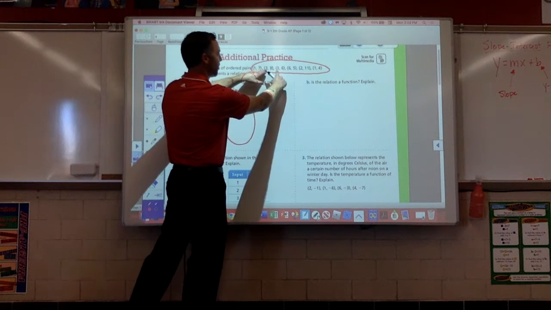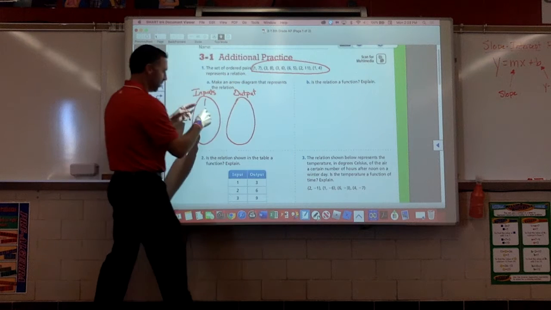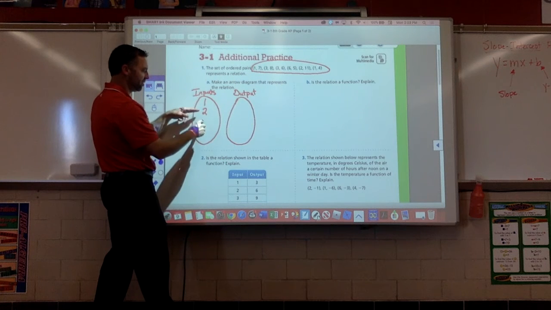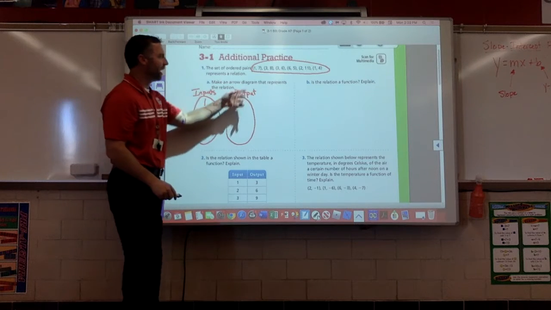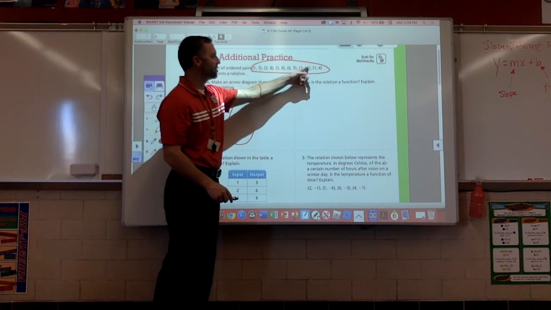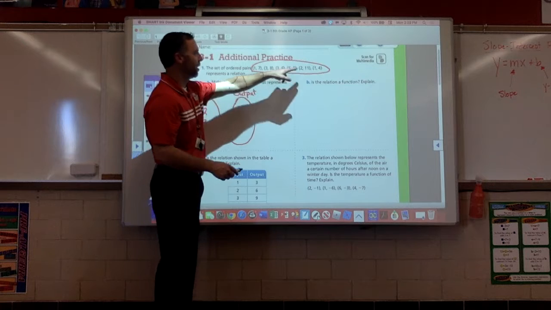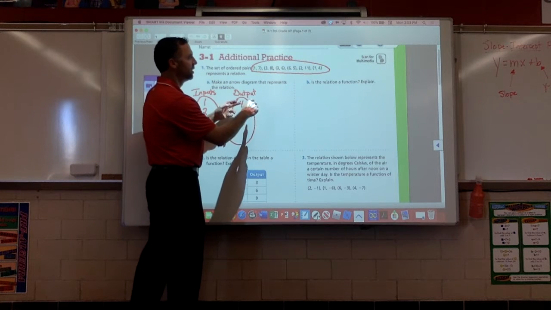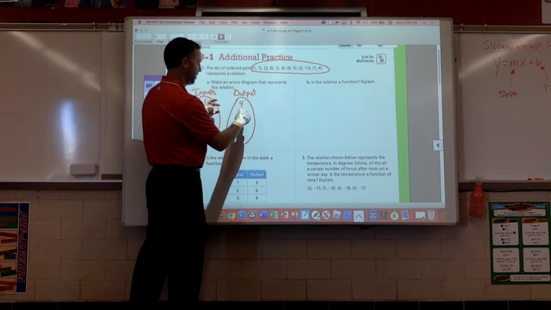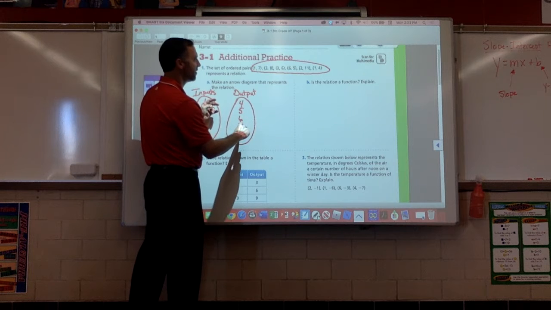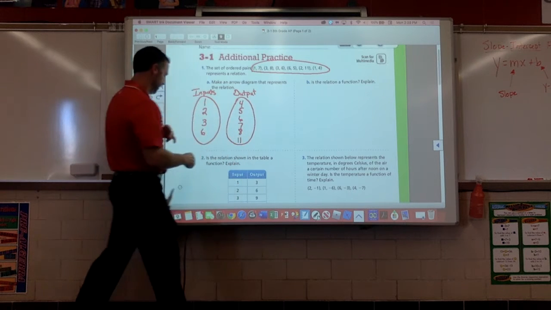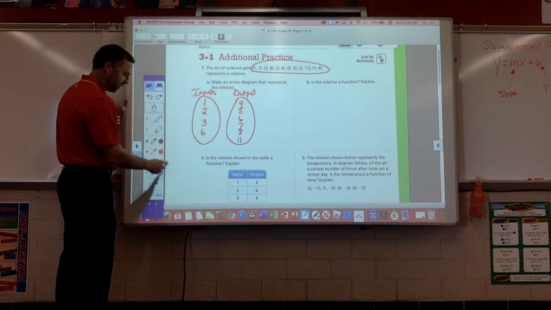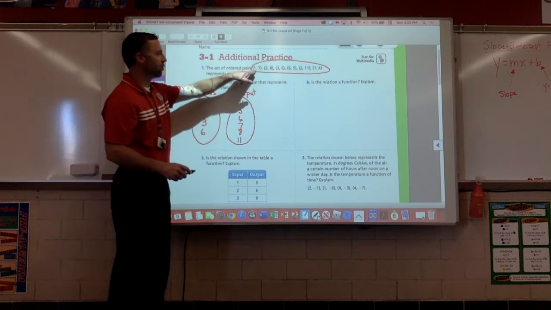I see a 3, a 3, a 6, and a 2. I'm going to list these in order: 1, 2, 3, and 6. Output values, all my different Y values here. Starting with the smallest one, I got a 4. I've got a 5, a 6, a 7, an 8, and an 11.